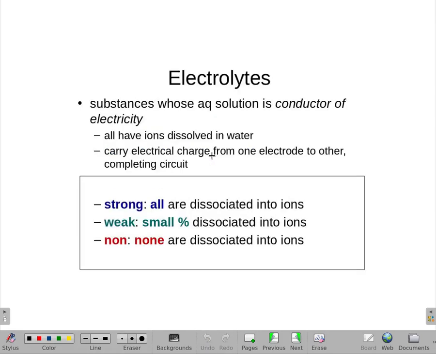Excuse me. All right. We're going to actually look into this, but we've got to add some terminology first. So we're going to talk about what electrolytes are, at least in the chemistry world.